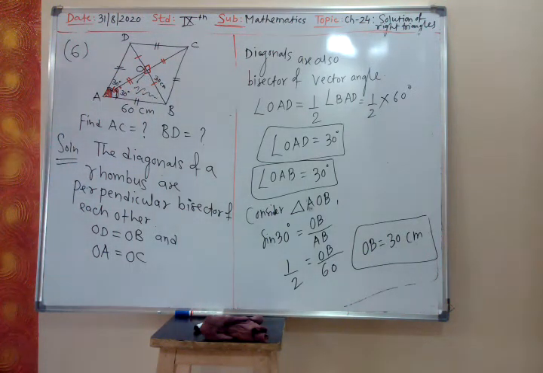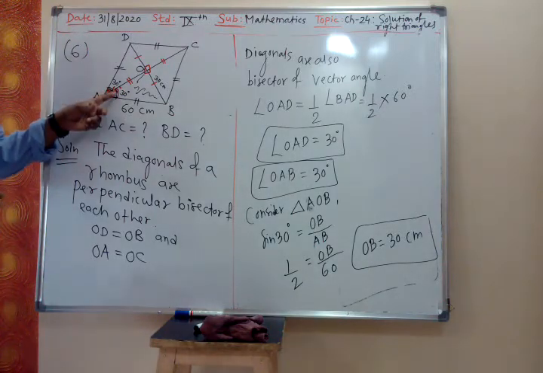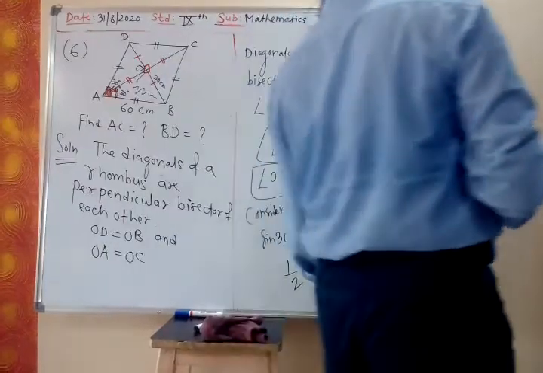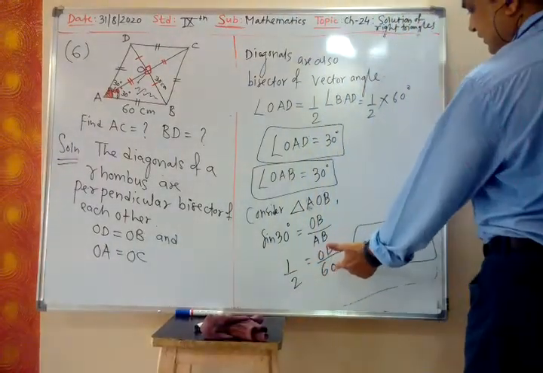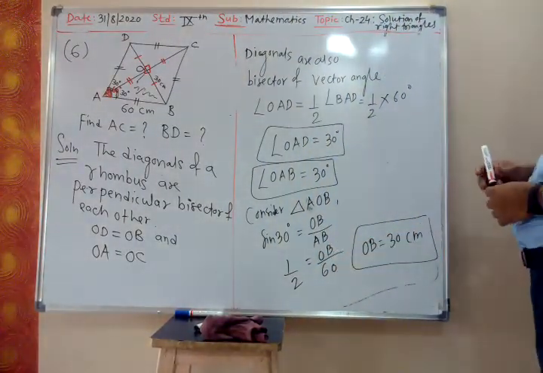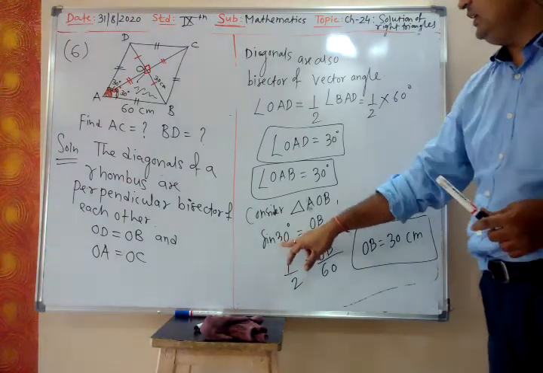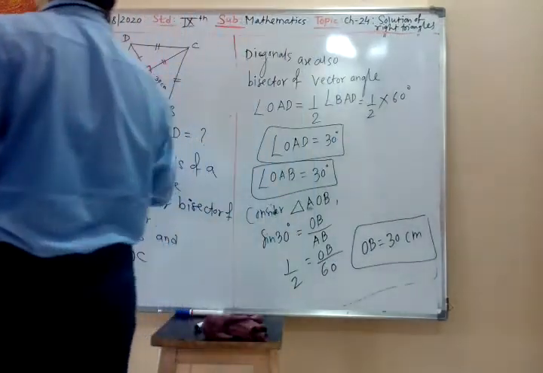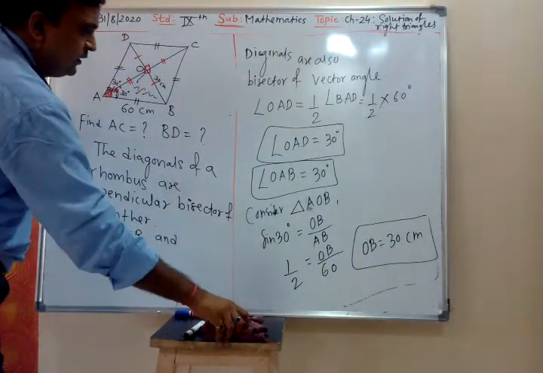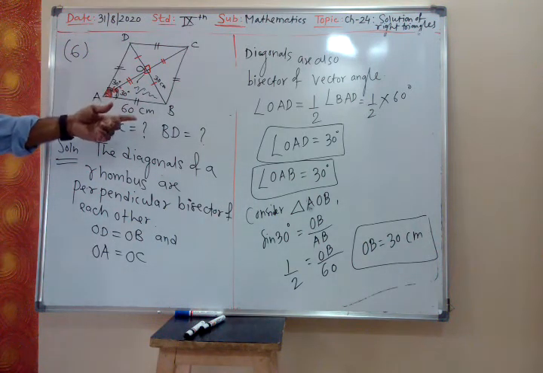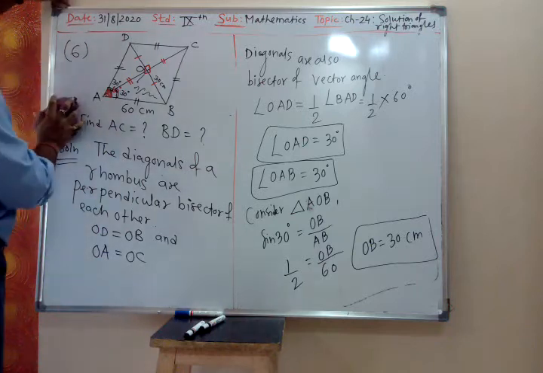No, where? This is 30 degree, no? AB I have written 60 only, no? 60 I have written. Sine 30 degree. This is my angle, 30 degree A. DAB is given in the question, 60 degree.